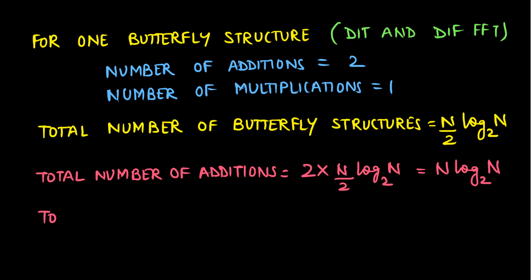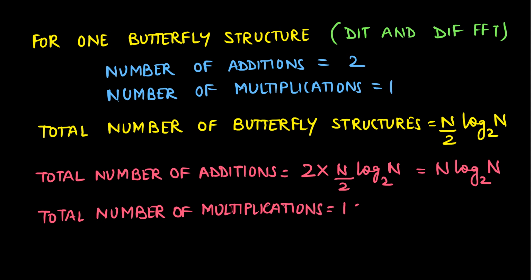Similarly, the total number of multiplications is equal to 1 into N by 2 log N to the base 2, and that comes out to be N by 2 log N to the base 2. So this is what we have obtained here.